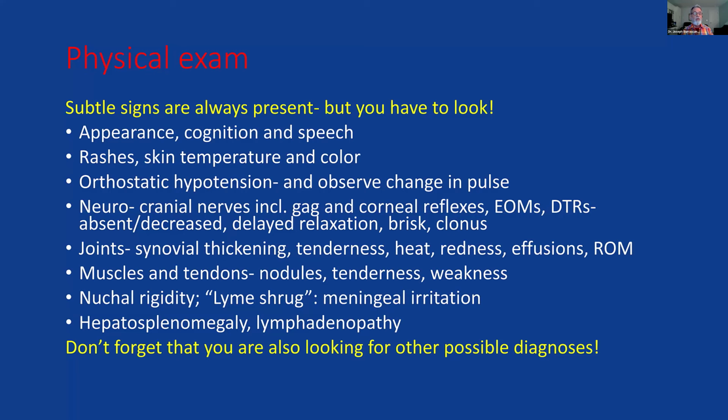Look for rashes. Undress the patient, put them in a gown. Look for spots and things that they may not themselves see, in the back of their neck, on the behind. Look for skin color. Check for orthostatic hypotension and pulse change. Check all the cranial nerves, including gag reflex and corneal reflex. Make sure you check their deep tendon reflexes. They can be absent, decreased, delayed, brisk, with clonus. All these things have implications for nerve function, even thyroid function.